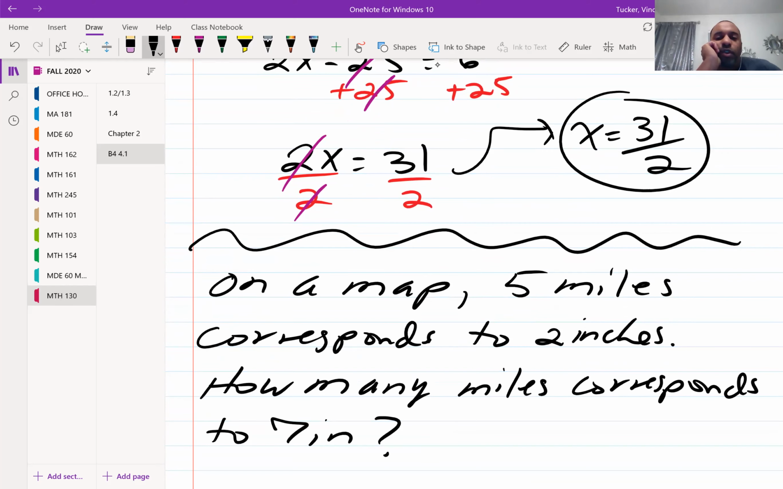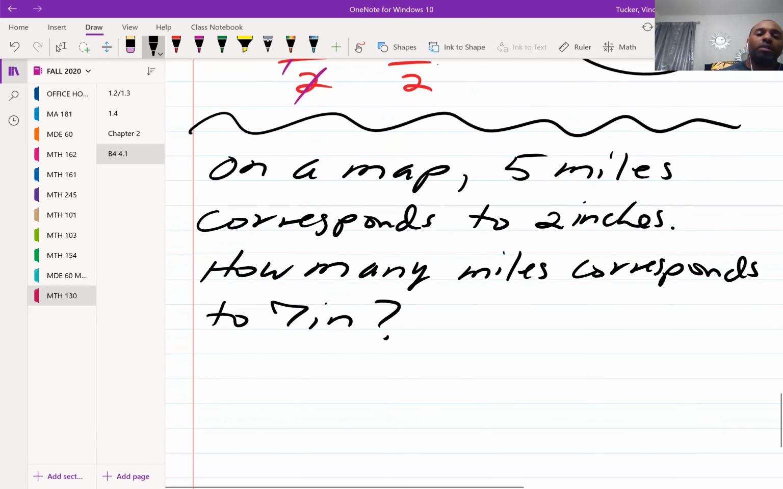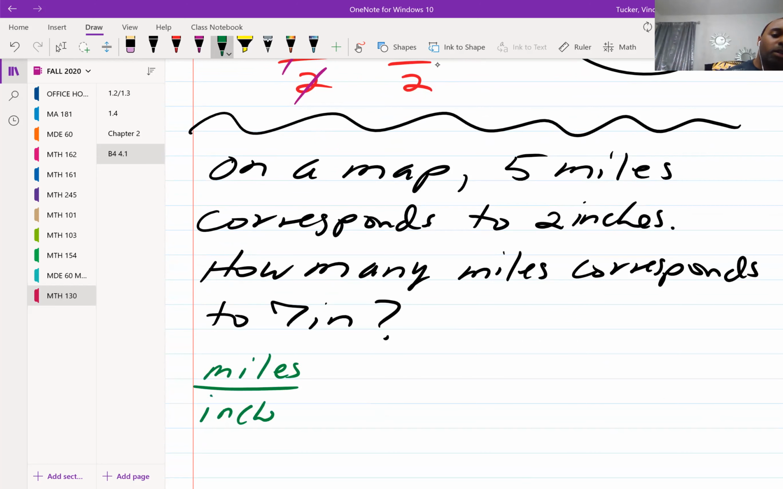All right, so here it says on a map, 5 miles corresponds to 2 inches. How many miles correspond to 7 inches? So we want to make sure that when we set this up that we're consistent in our setting up, right? So we have miles to inches. So make a decision. Are you going to do miles over inches or inches over miles? Doesn't matter. As long as you stay consistent, you'll still get the same result.